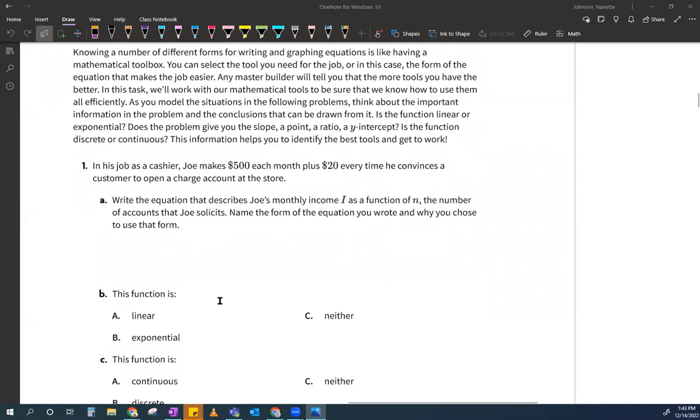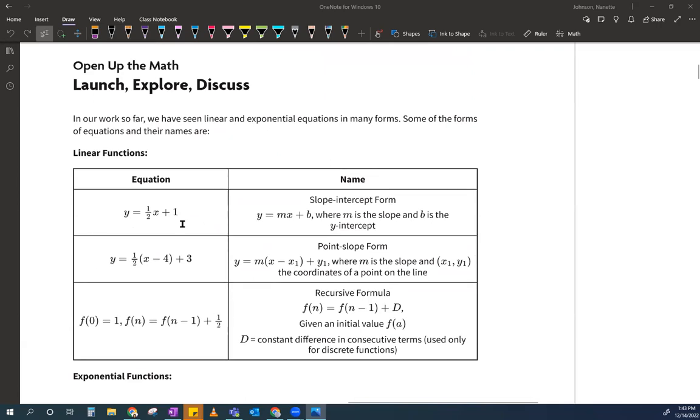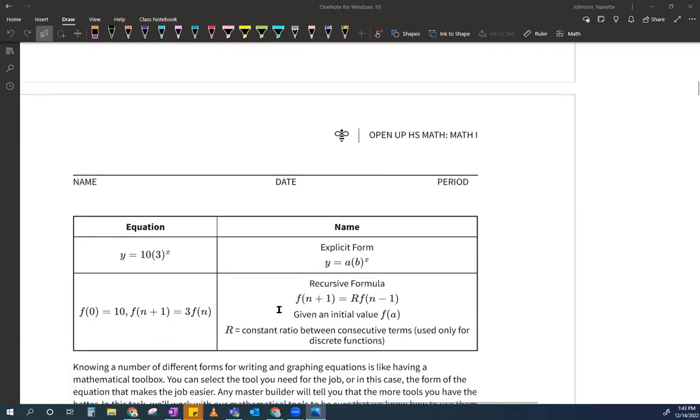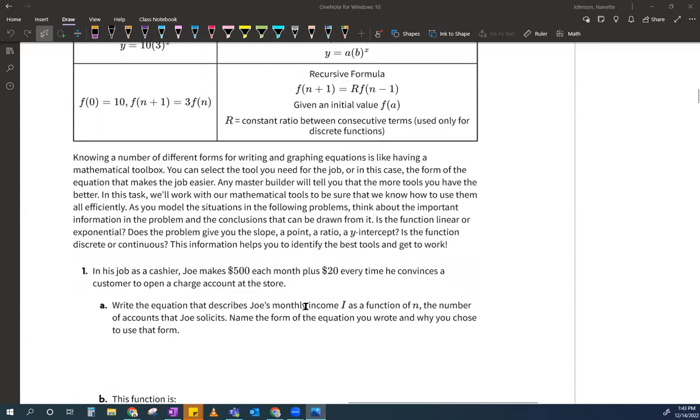Okay, so let's just start off with this. First, write the equation that describes Joe's monthly income, I, as a function of N, the number of accounts that Joe solicits. So how much is his monthly income? How much is Joe making every month? How can we write that as an equation? So first of all, your head should go like this: am I in linear land or am I in exponential land? Yeah, very good. We are in linear land.